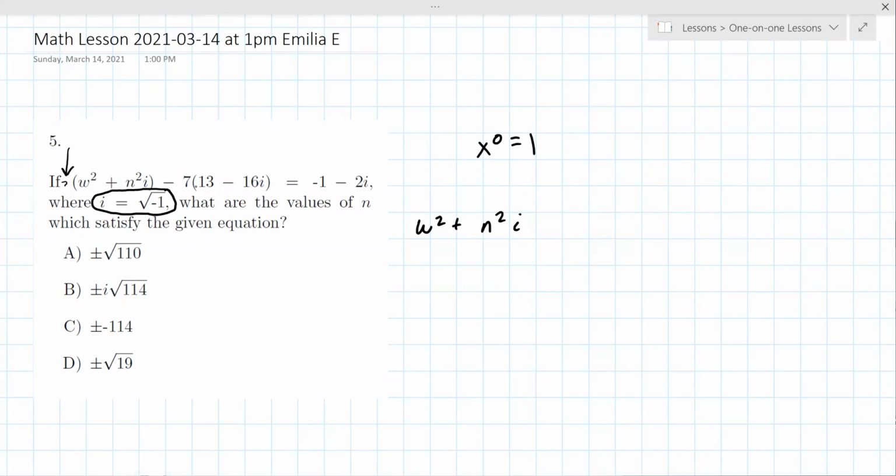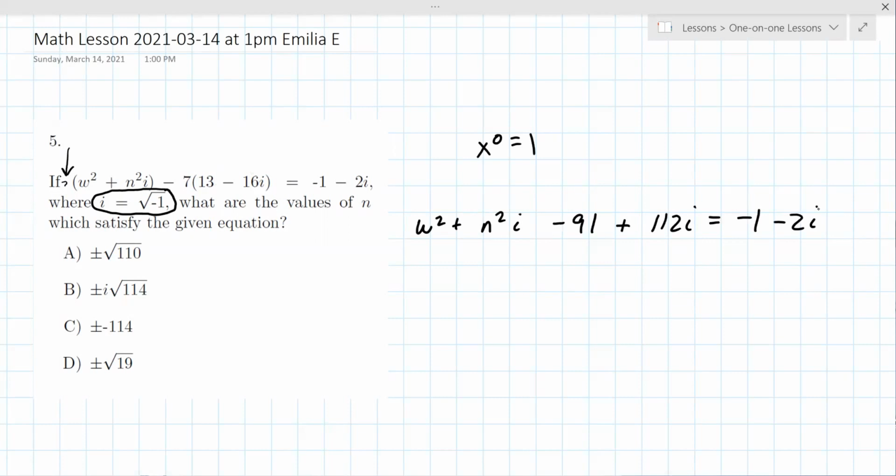So it's like 7 times 10, that's 70. 7 times 3, that's 21. So minus 91. Two negatives make a positive. 7 times 10 is 70. 7 times 6 is 42. So that's 112i equals -1 minus 2i.